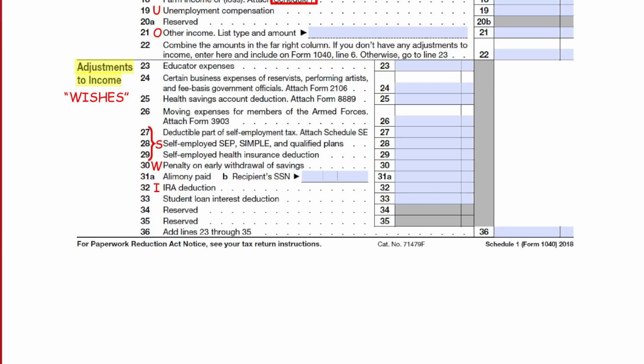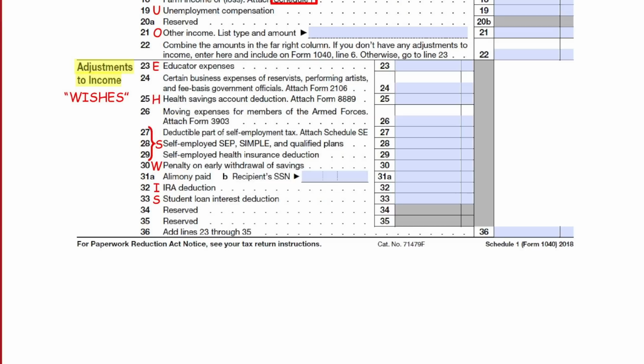The H of WISHES is on line number 25, health savings account deduction. Right there, H. The E of WISHES is there on line 23, educator expenses. Write an E out there. And the second S of WISHES is there on line 33, the student loan interest deduction. Write S out there.